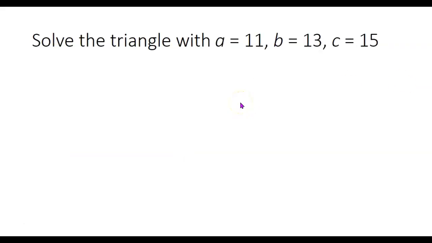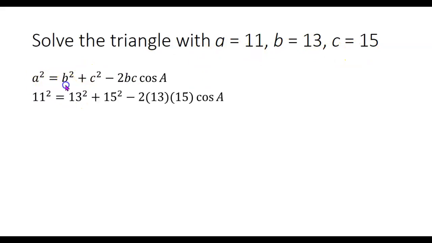Okay, on to the next example. Solve the triangle with little a equals 11, little b equals 13, little c equals 15. So here we have three sides of a triangle, and that means we need to find all three angles. So we can start with the law of cosines, and this time the numbers we have are the little a and the little b and the little c. We can plug all of those in, and the unknown that we have left to solve for is the capital A.